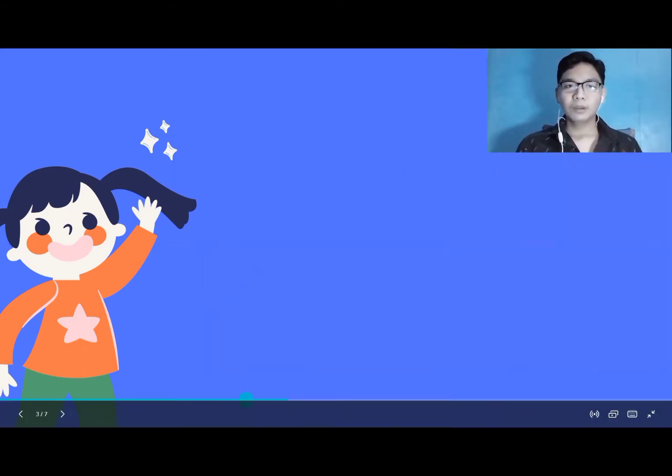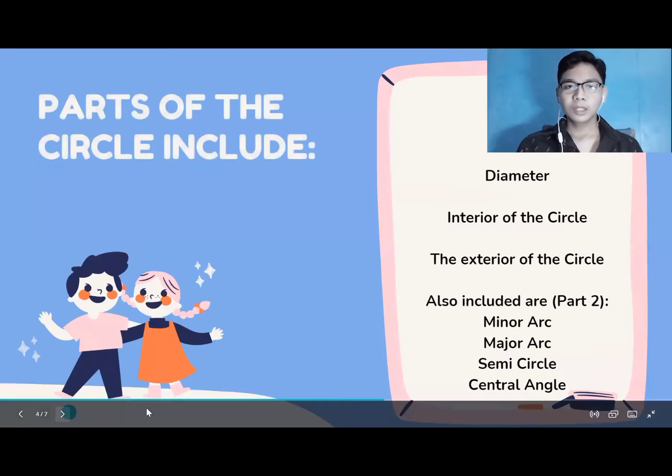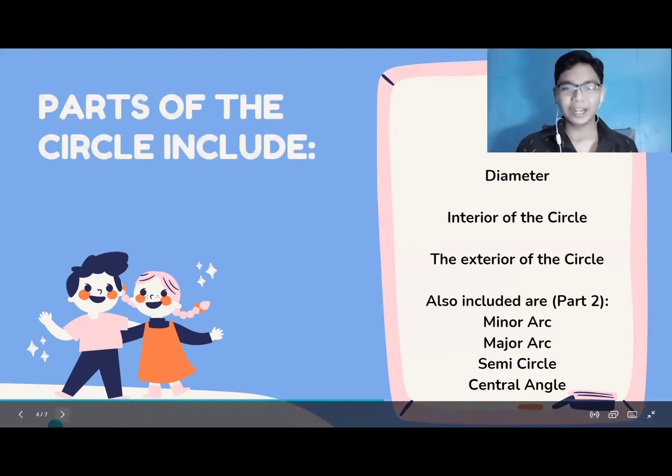Next up, what are the parts of the circle? Let's take a look. The parts of the circle include the radius, the chord, the diameter, the interior of the circle, the exterior of the circle, and it also includes the minor arc, the major arc, the semicircle, and the central angle.